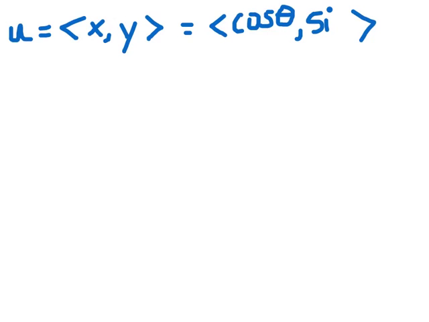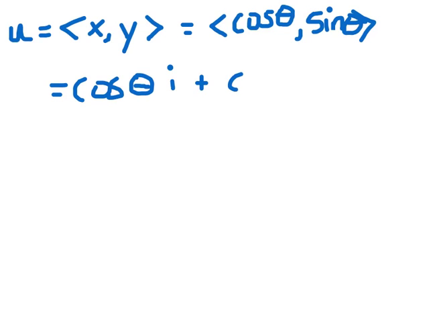Y was the sine of the angle that the ray on the unit circle, or in this case the vector in standard position, makes with the horizontal axis. So, I can also write this as cosine theta i plus sine theta j, because if I want to put it in the linear combination kind of form, I can do that.